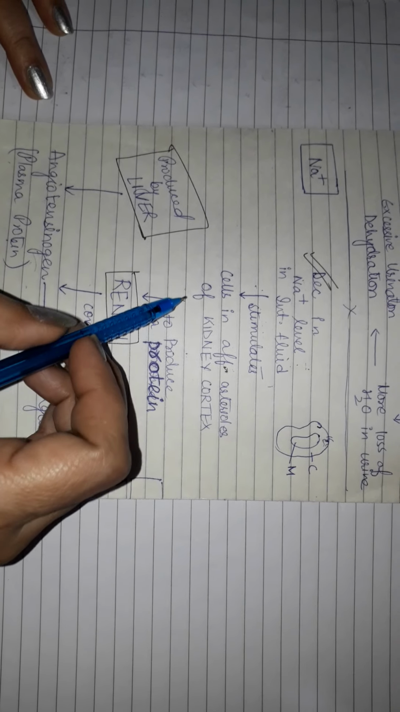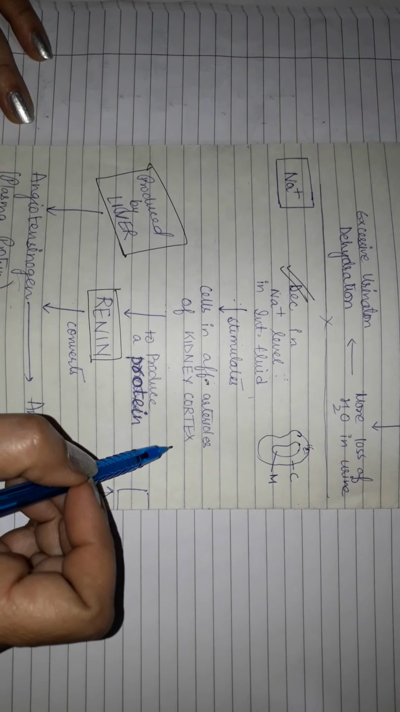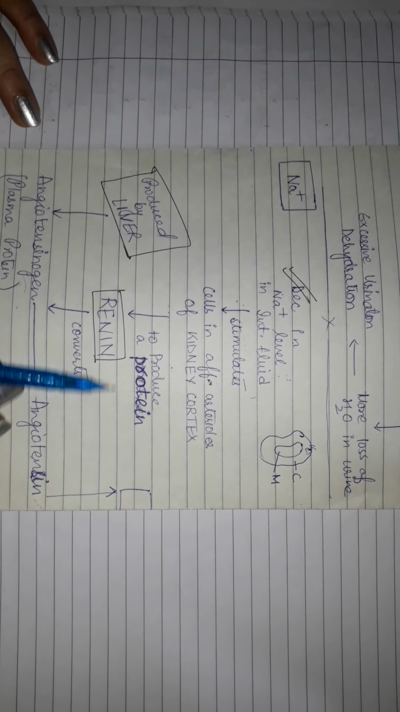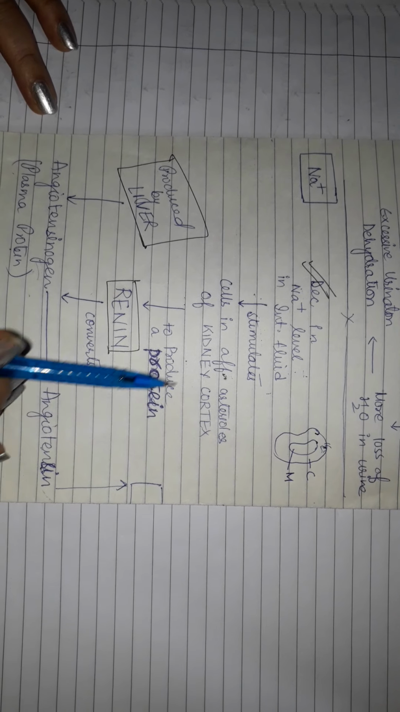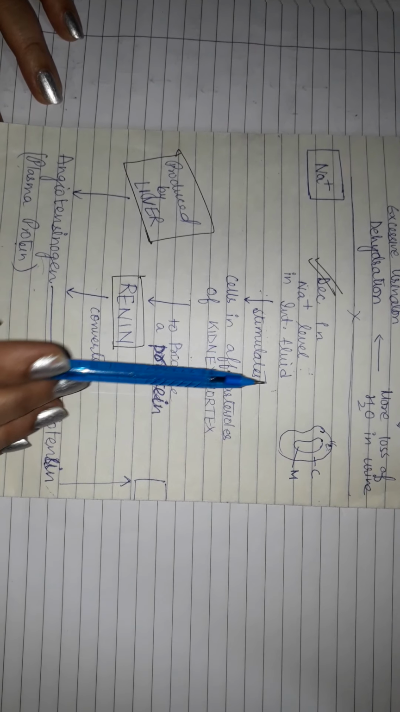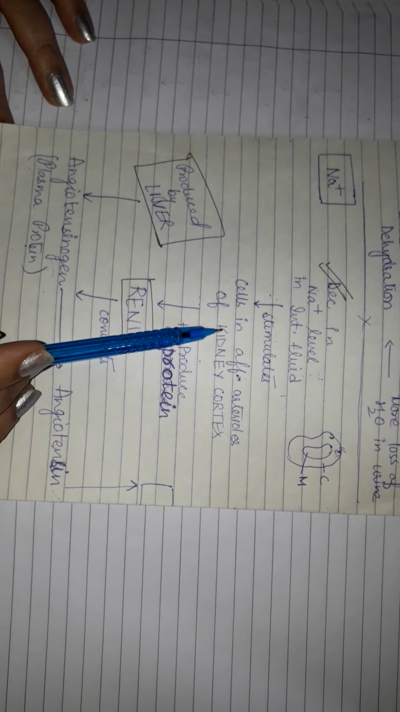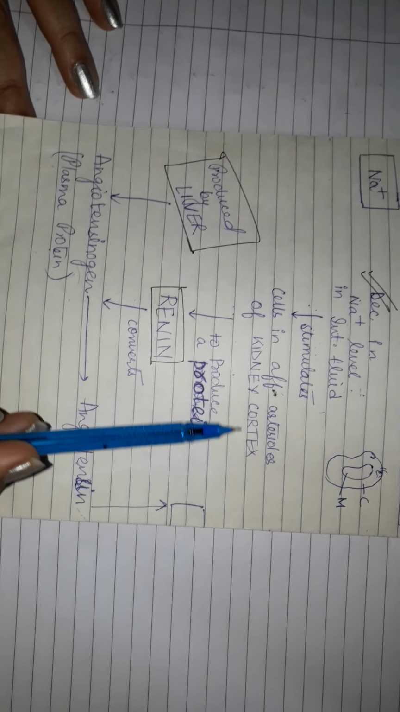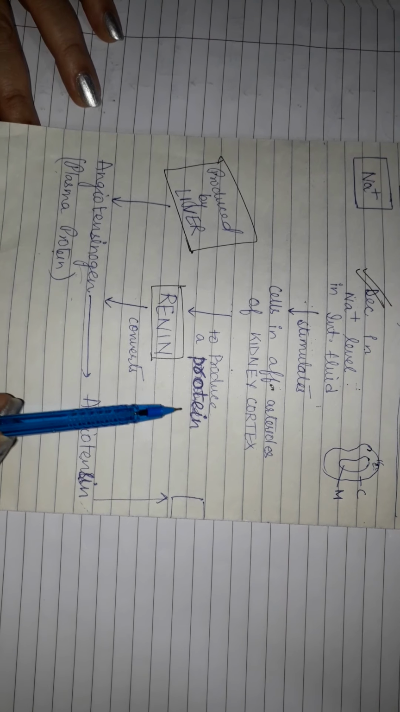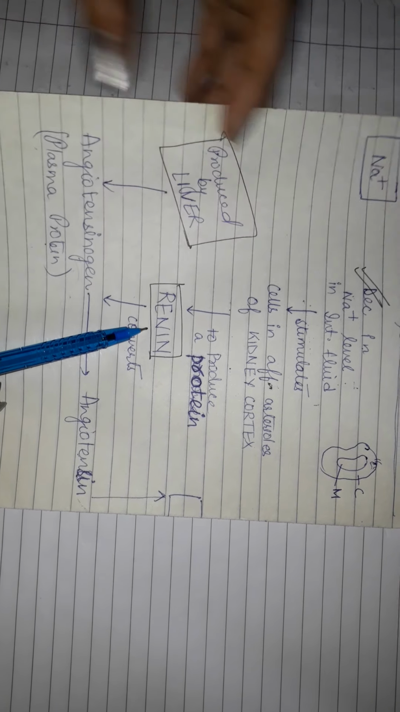Which afferent arterioles? Of kidney cortex. They produce a protein called renin. If there is decrease in sodium ion level, it will stimulate the cells of afferent arterioles of kidney cortex, and these cells will produce a protein called renin.